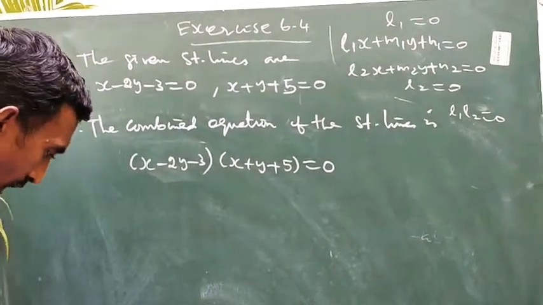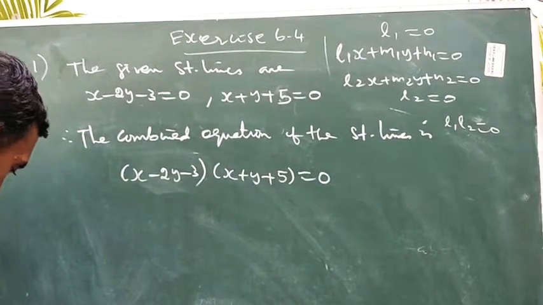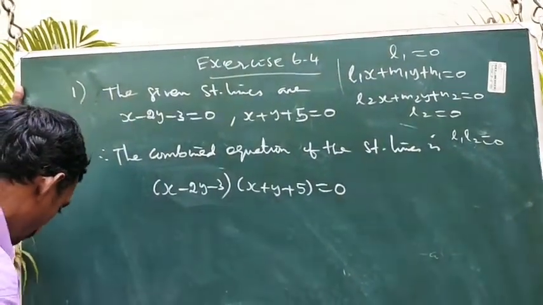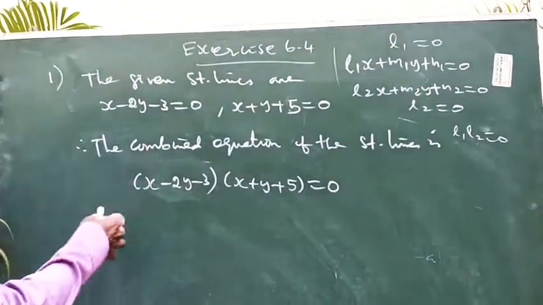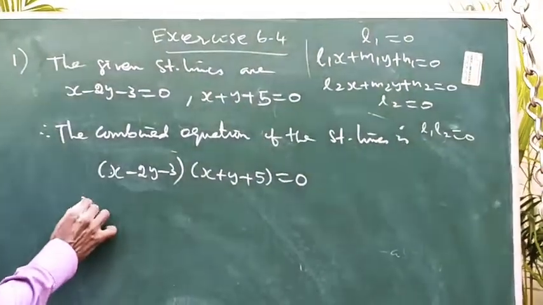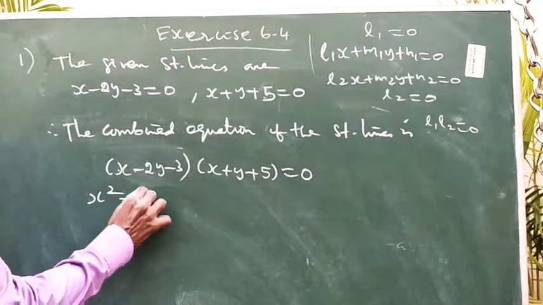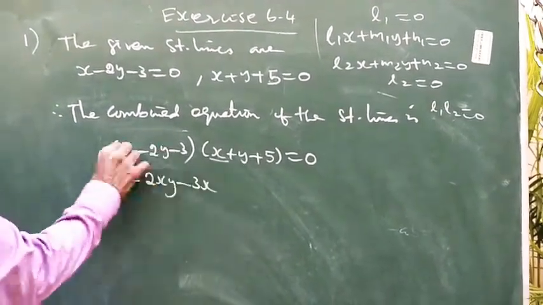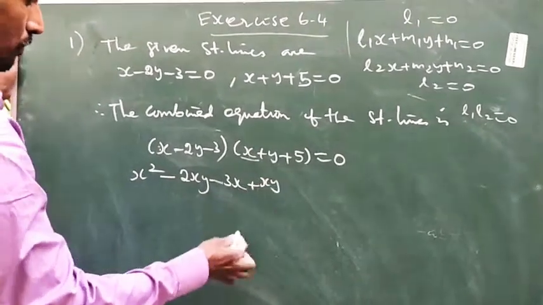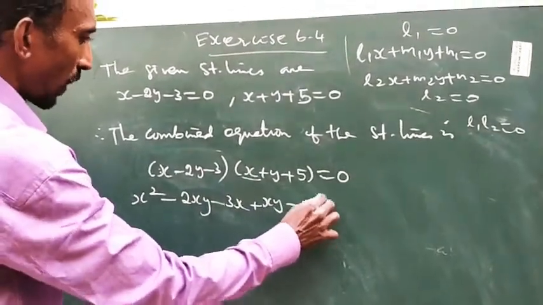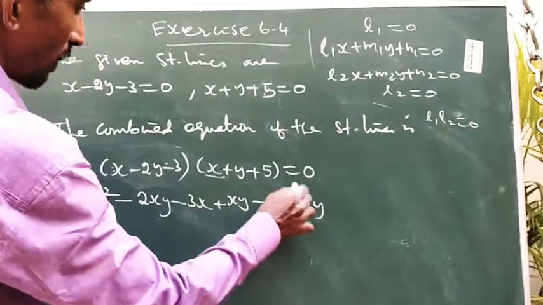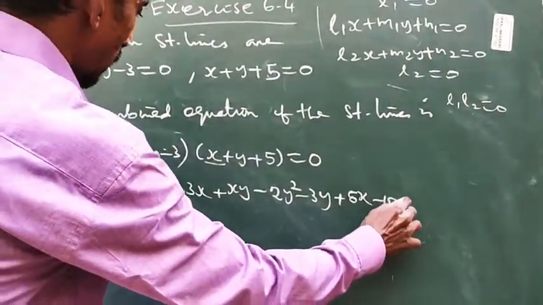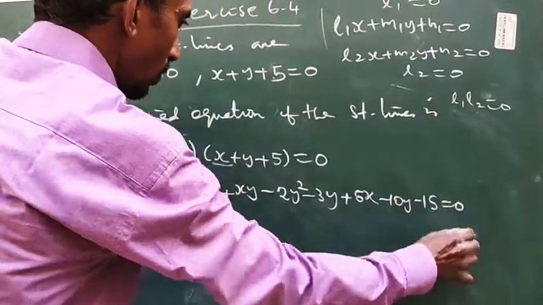So for that one, just multiply the two, simplify, and write it in the form of a general equation of a pair of lines. So first x square minus 2xy, first multiply by x, minus 3x, then by y, plus xy minus 2y square minus 3y, then multiply by 5, plus 5x minus 10y minus 15 equal to 0.